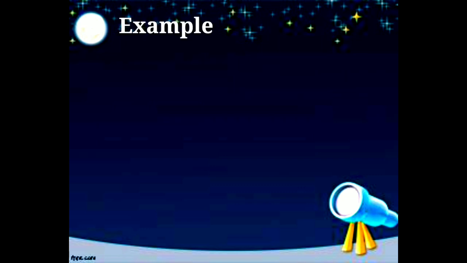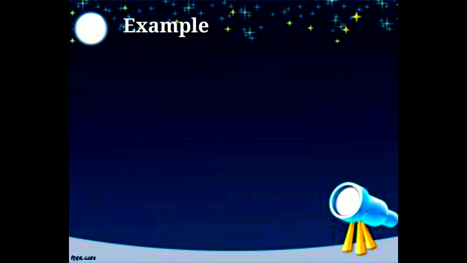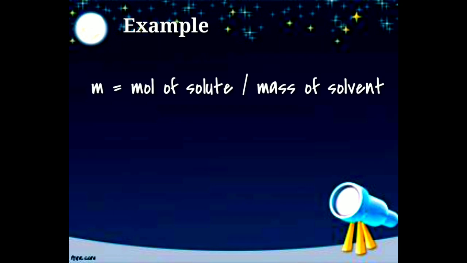Here's an example. A 4 gram sugar cube is dissolved in a 350 milliliter teacup of 80 degrees Celsius water. What is the molality of the sugar? Given that the density of the water at 80 degrees Celsius is 0.975 gram per milliliter. Molality is the number of moles of solute per kilogram of solvent.